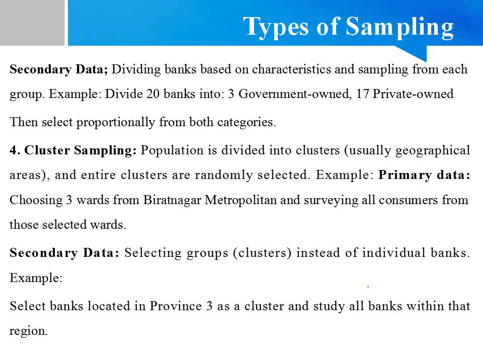4. Cluster sampling. Population is divided into clusters, usually geographical areas, and entire clusters are randomly selected. Example: primary data, choosing 3 wards from Biratnagar Metropolitan and surveying all consumers from those selected wards. Secondary data, selecting groups, clusters, instead of individual banks. Example: select banks located in Province 3 as a cluster and study all banks within that region.